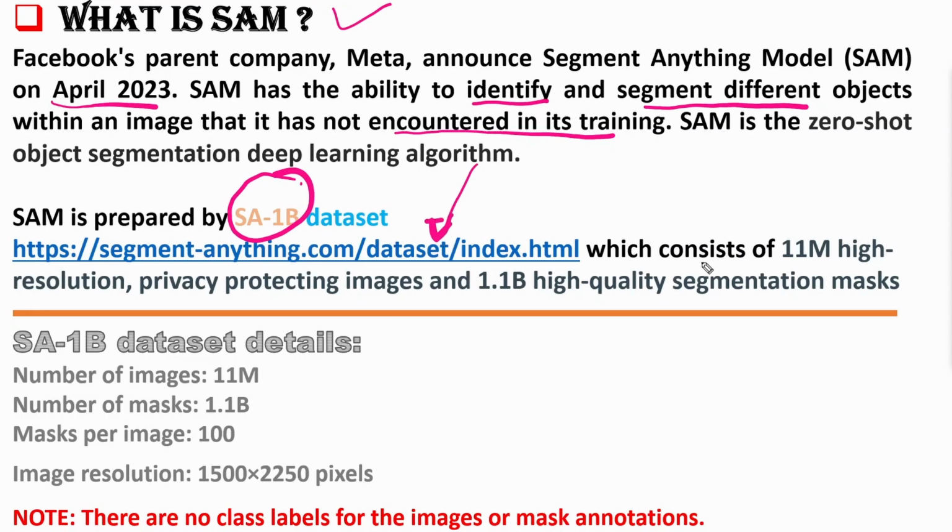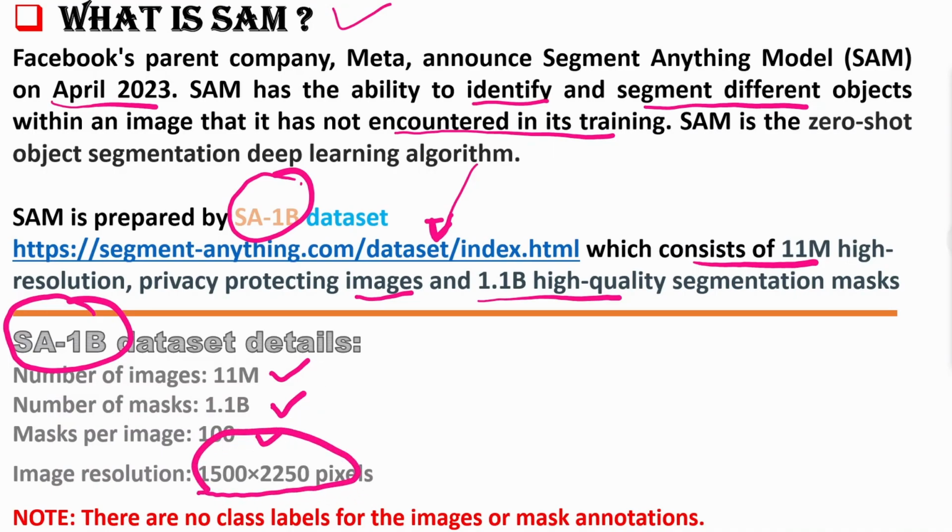Basically, it consists of 11 million high resolution and privacy protecting images and 1.1 billion high quality segmentation masks. And here you can also get some information about the SA-1B dataset. Here is the number of images and the number of masks, masks per image is 100, and here you can see the image resolution.